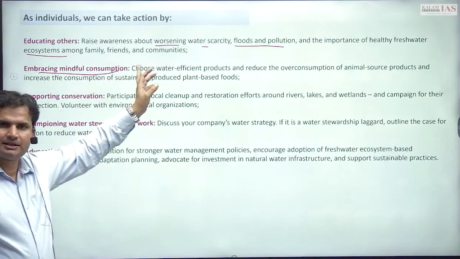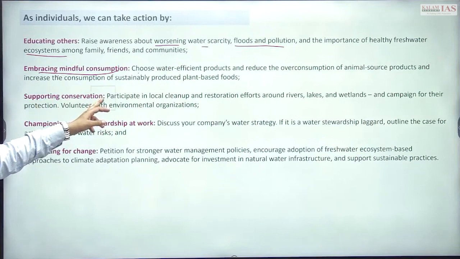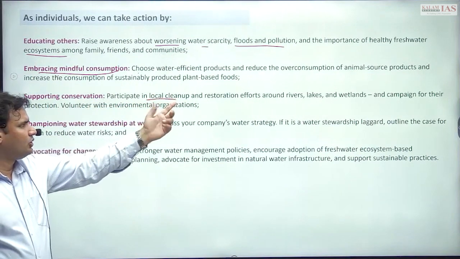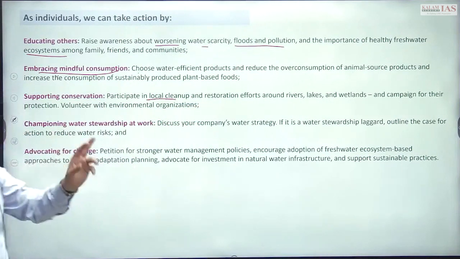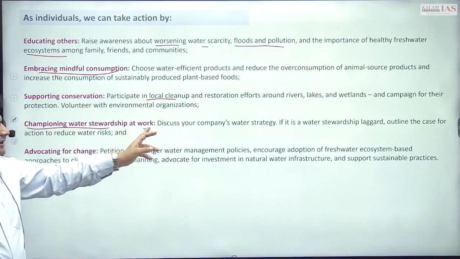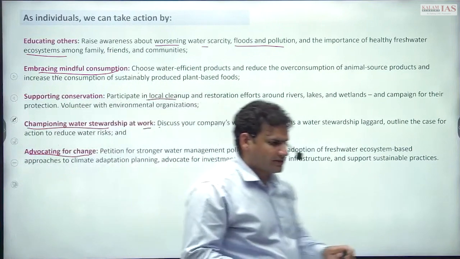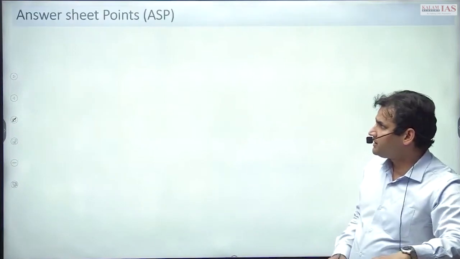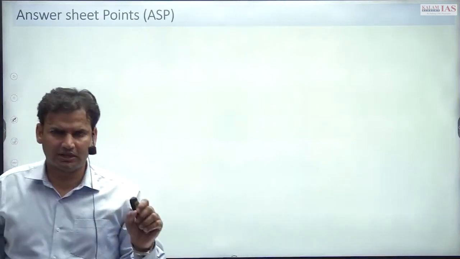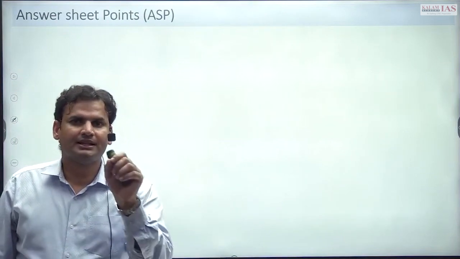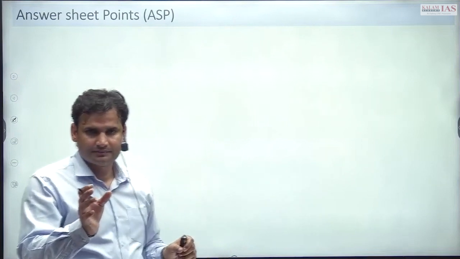Now this consumption part, it is SDG number 12, supporting conservation. We should participate in local cleanup and restoration efforts. We should not pollute the environment, and championing water stewardship at work also, and advocating for change. So these are the recommendations which have been provided by the report. High cost of cheap water. What was the cost of direct water use? 7 trillion. Indirect water use over $50 trillion, right?